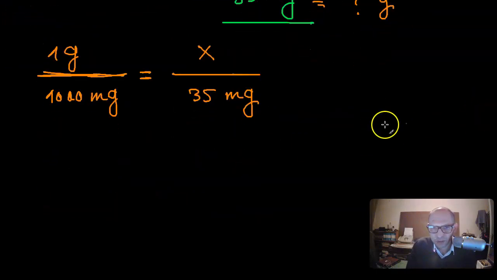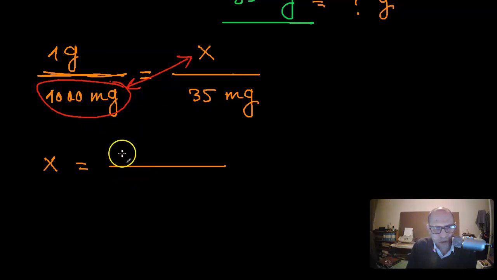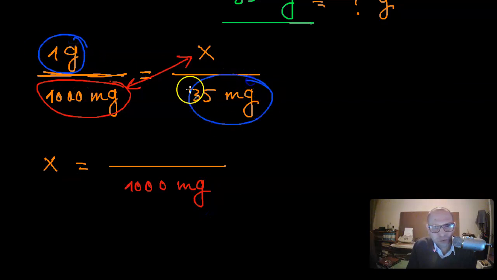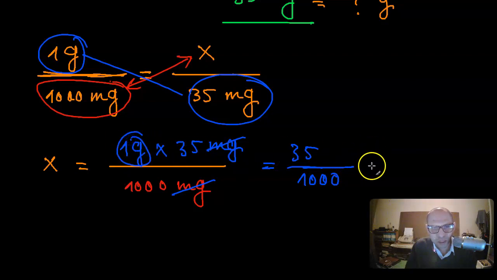And then again, you can do the same thing, meaning you can write x as equal to, and then this 1,000 milligrams, because it is right across from x, goes into the denominator. And then these two, on the other two sides, have to go to the numerator multiplied together. So 1 gram times 35 milligrams. And then milligram and milligram you can cancel out. So this becomes 35 over 1,000. And then the unit comes out as a gram.